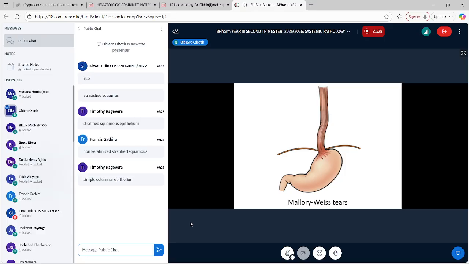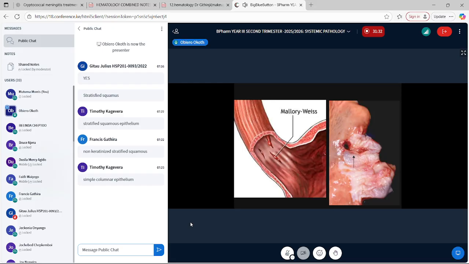These are the tears at the gastroesophageal junction. This is the gastroesophageal junction there, just above it. If you remember again, this is the stomach. The stomach normally is velvety, soft. The esophagus tends to be dry and a bit hard. You can see this is the gastroesophageal junction there, and then you can see a long tear over there. Yes, this is a Mallory-Weiss tear.